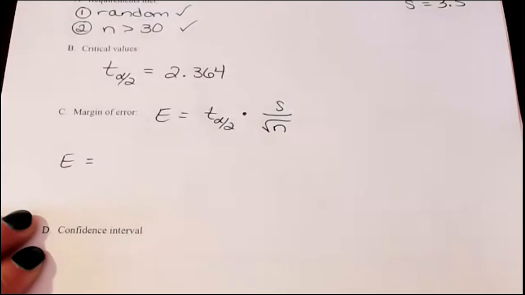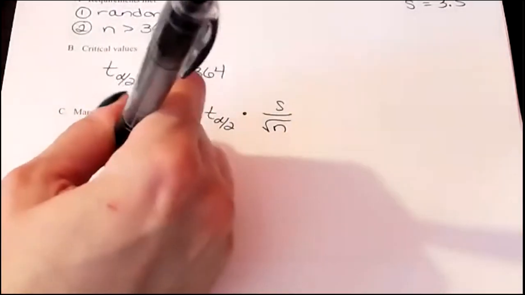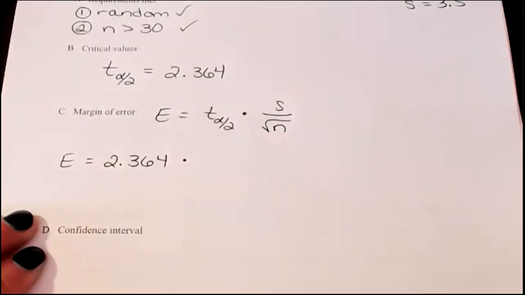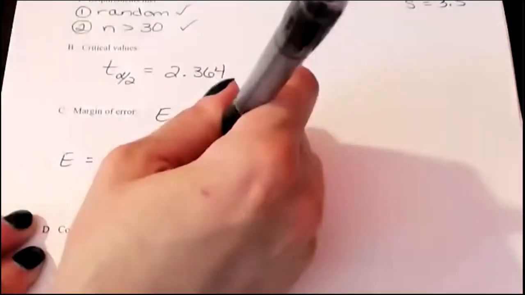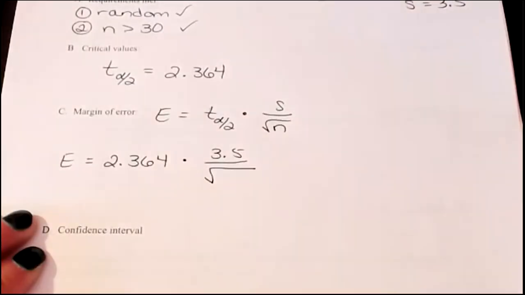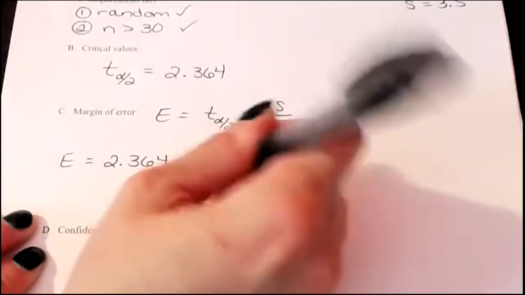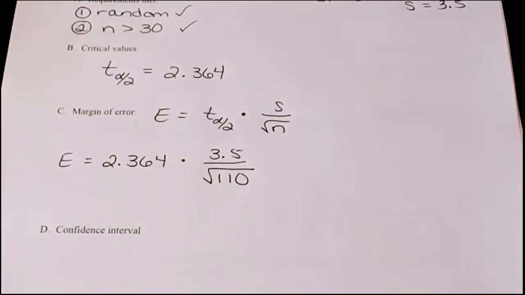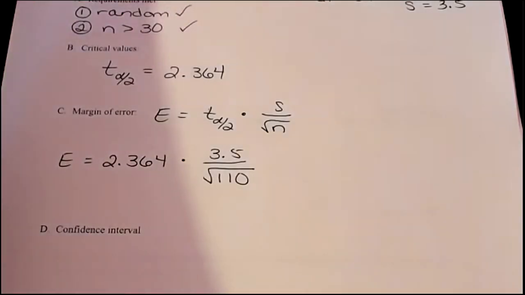E is equal to, we know our critical value is 2.364. And we're going to multiply that by the sample standard deviation, 3.5, divided by the square root of n, and n is 110. Please don't mix up the degrees of freedom with your n. N is simply the number of items, people, etc. in your sample.